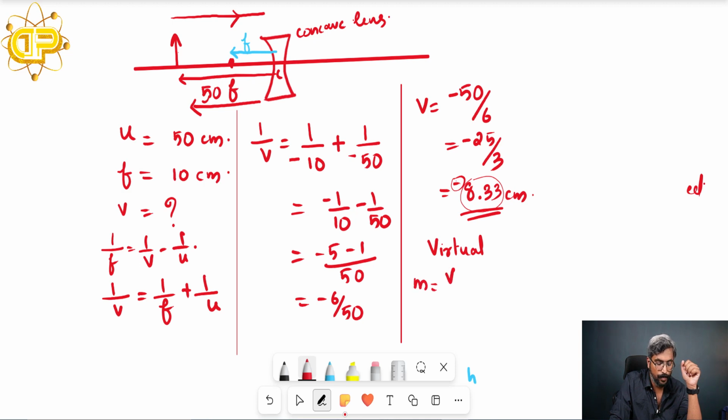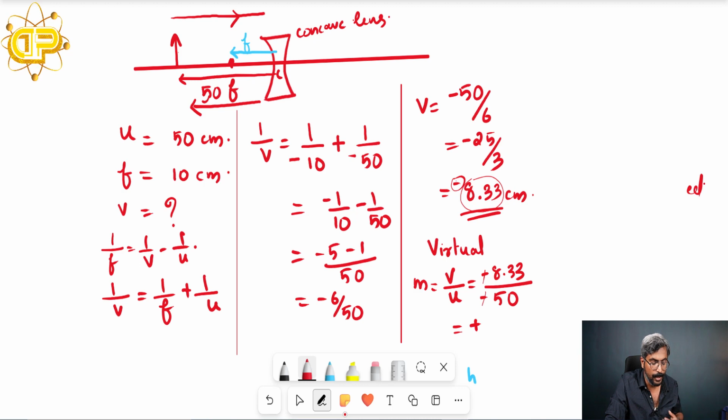So M is equal to V by U, and V is what? Minus 8.33, divided by U. What is U? U is 50, right? What is the value of U? That is negative. So negative, negative cancel, and you will get a positive value, and a value which is less than 1. Just calculate it and you will get the answer, which should be less than 1.